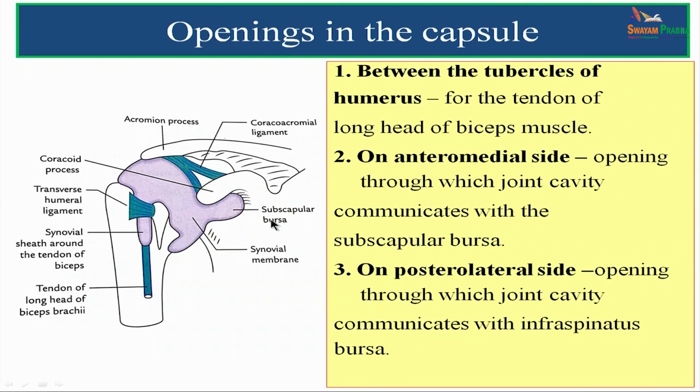Openings in the capsule. The capsule presents with 3 openings on its surface. Number 1 is between the tubercles of the humerus, for the tendon of the long head of biceps muscle to come out, because this tendon has an intracapsular origin. So it has to come out of the joint cavity. It passes through the opening in the capsule between the 2 tubercles of the humerus. On the anteromedial side, there is another opening through which the joint cavity communicates with the subcapsular bursa. On the posterolateral side, there is another opening through which the joint cavity communicates with the infraspinatus bursa.